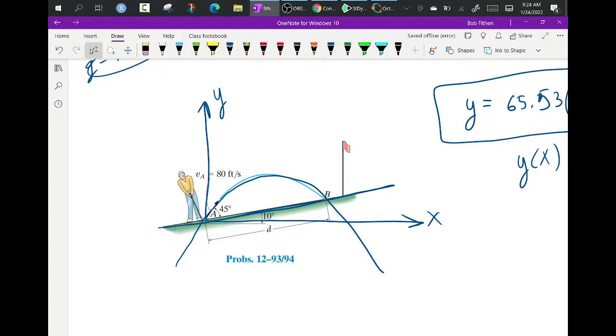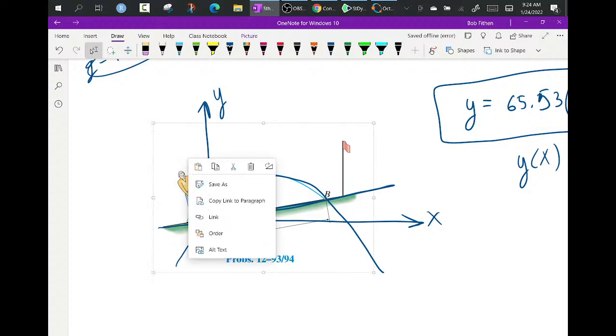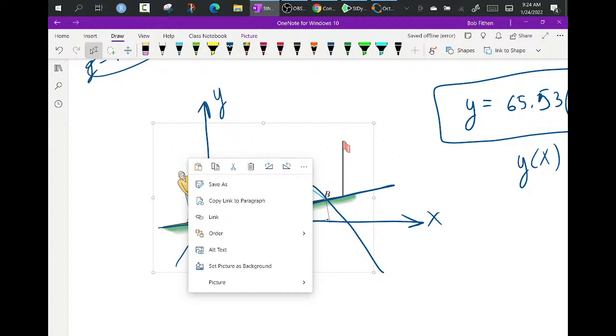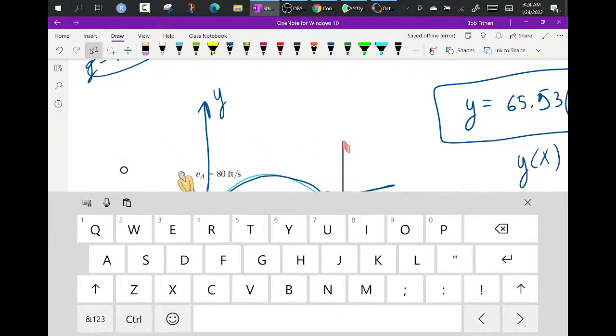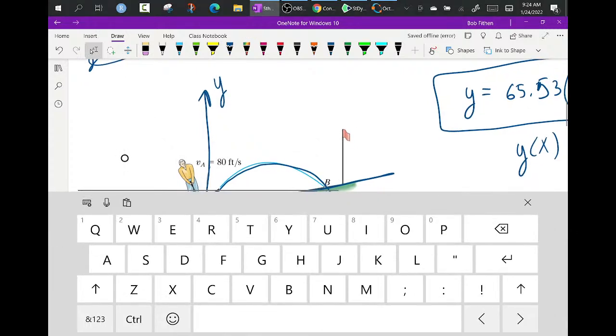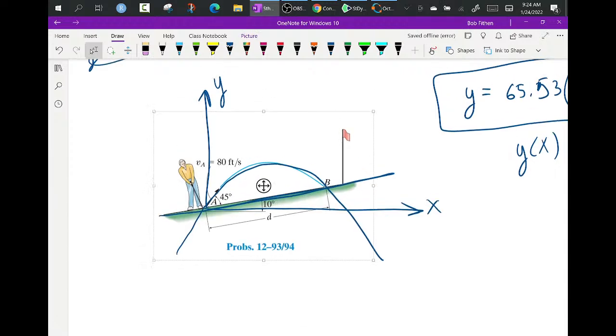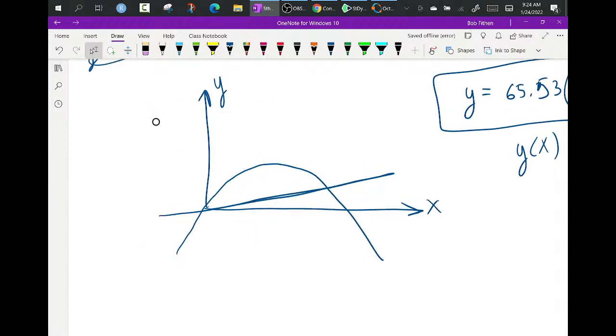Come on, man. I'm trying to get the, okay. Get the golfing dude off there. Okay. I'm trying to get rid of the background. There we go.